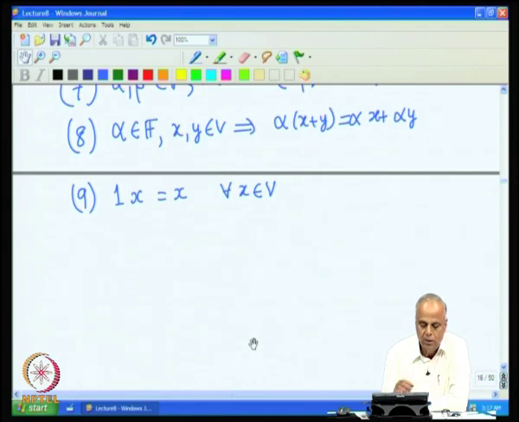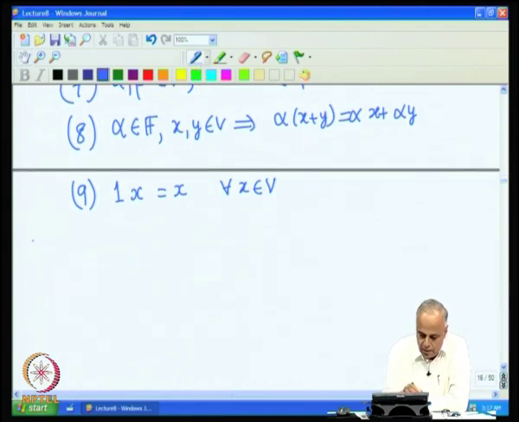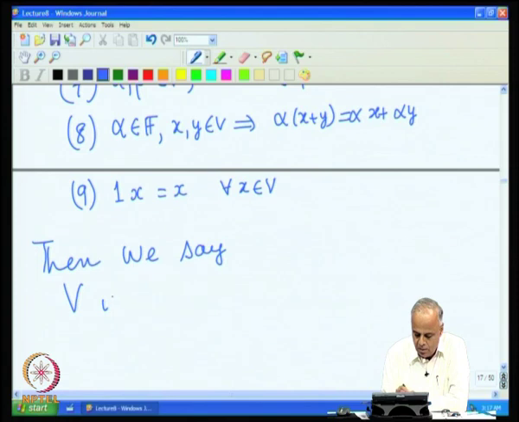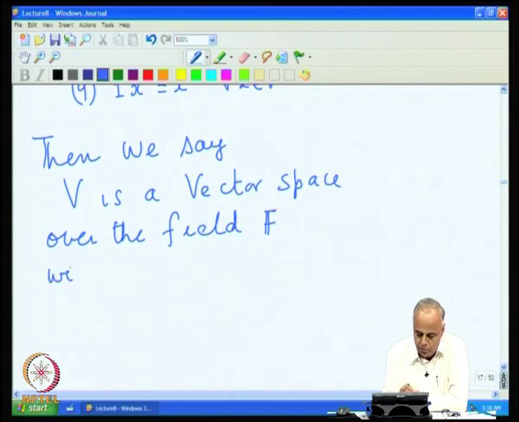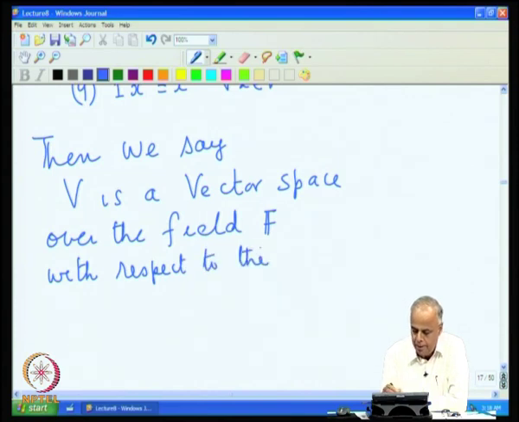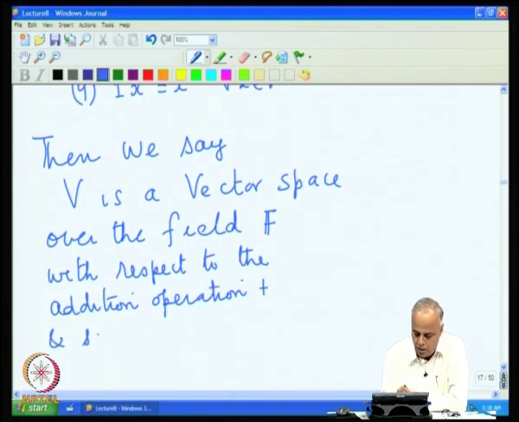When we have all this, then we say V is a vector space over the field F with respect to the addition operation plus and scalar multiplication operation dot.